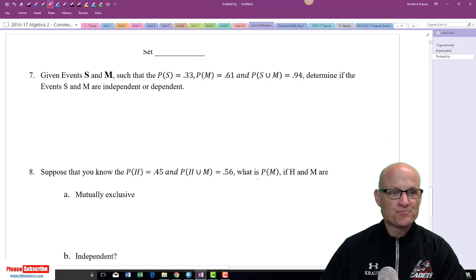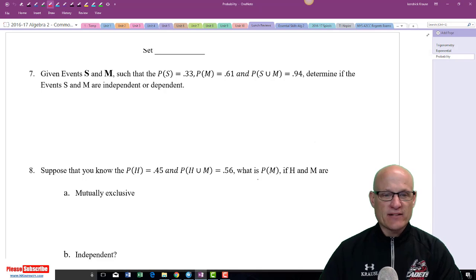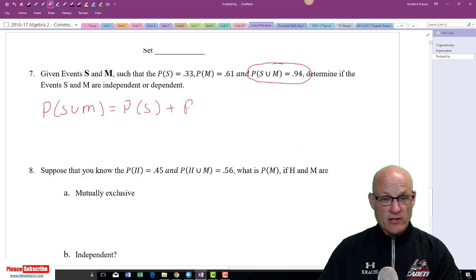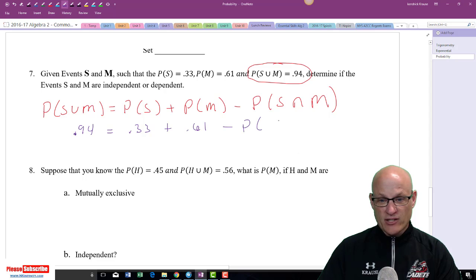All right, moving on. Given events S and M such that the probability of S is equal to that, the probability of M is equal to that, the probability of S and M. Oh, wait. I have an or. Alert, I have an or. So if I have an or, I got to write it down. Probability of S or M is equal to probability of S plus the probability of M minus the probability of S and M. Let's see what I know. I know this is 0.94. I know this is 0.33. I know this is 0.61. I don't know this, but I can solve for that.